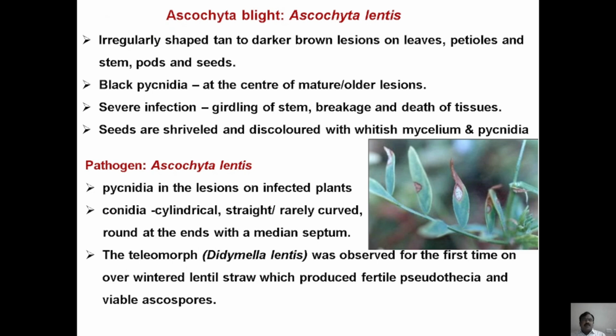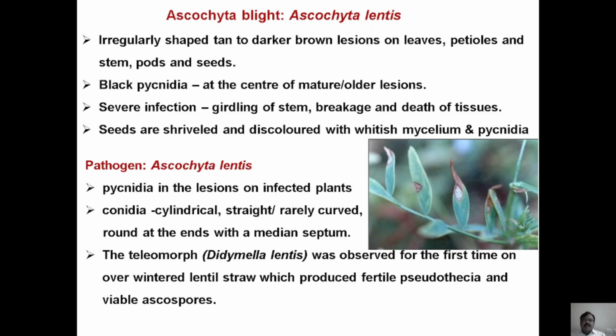Ascochyta blight, caused by Ascochyta lentis. This Ascochyta is a serious pathogen on pea, chickpea as well as on lentils. It initially produces irregularly shaped tan brown lesions on the leaves as well as on the petiole, stem and pods, even on the seeds. Later, the infection enlarges with a dark brown margin and grey center with numerous black dots. These black dots represent the pycnidia of the fungus.